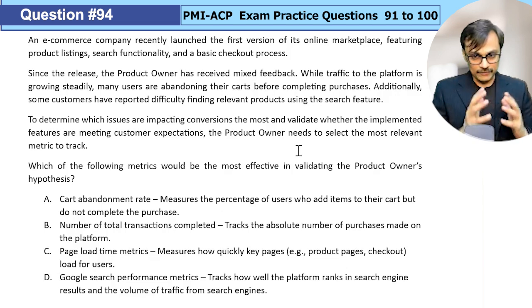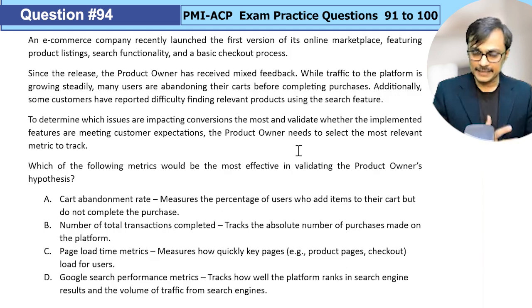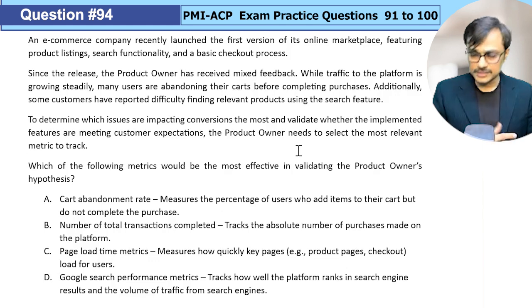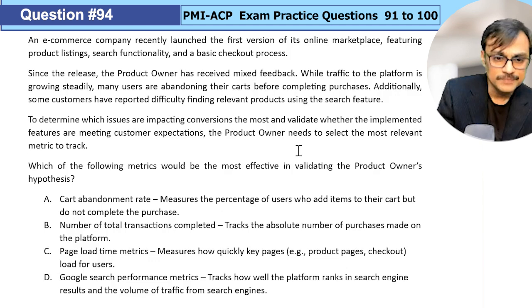Okay. So I want to improve this situation where people are abandoning the checkout process. They are complaining about search and finding the product as well. But after I do a few things, I want to track some metrics which can help me identify how to improve in this particular situation. I need to determine which issues are impacting conversion the most and validate whether the implemented features are meeting customer expectations by way of improving it. Some metrics should be used. So let's see what the possible metrics are.